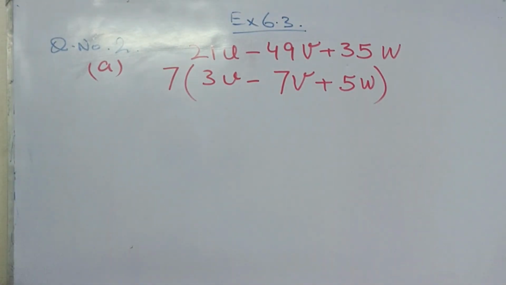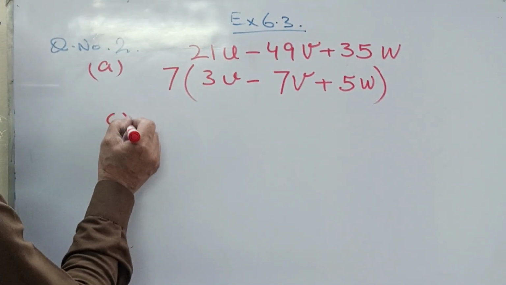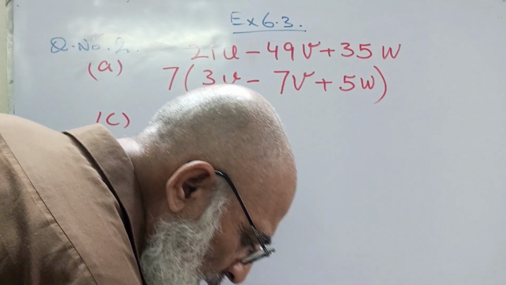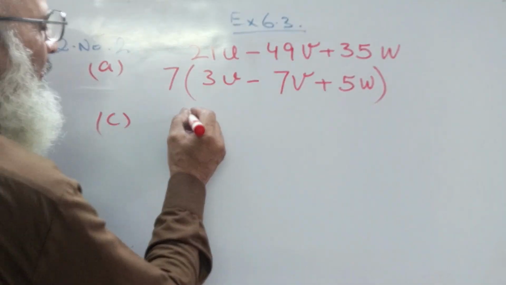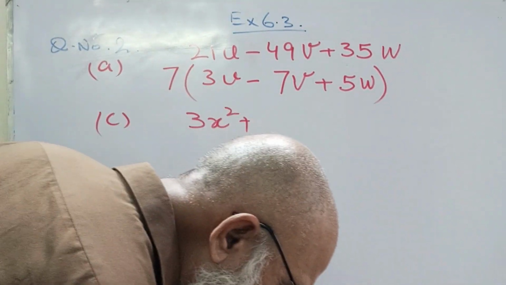Now let me take part C. It is a little interesting in this respect because we have two commons in this. So it is 3x square plus 3x.